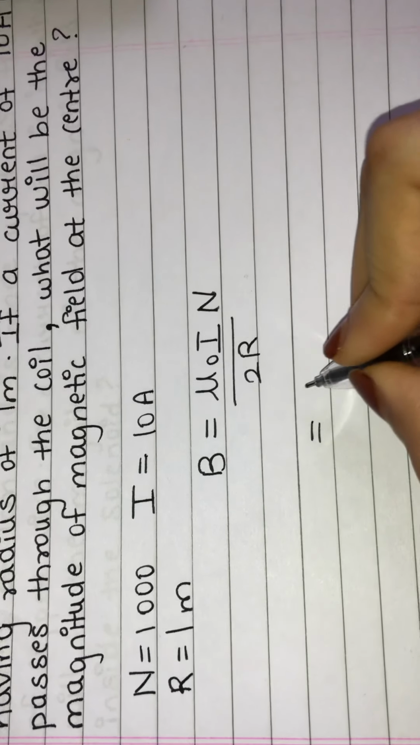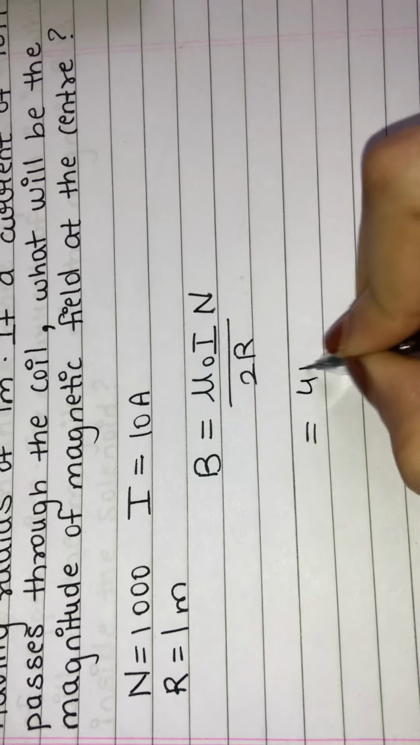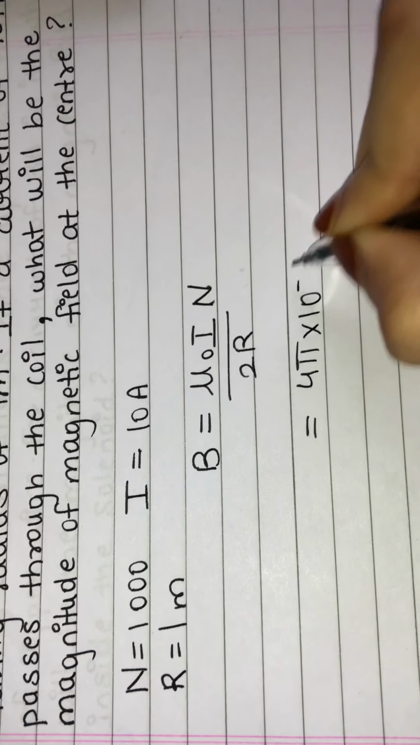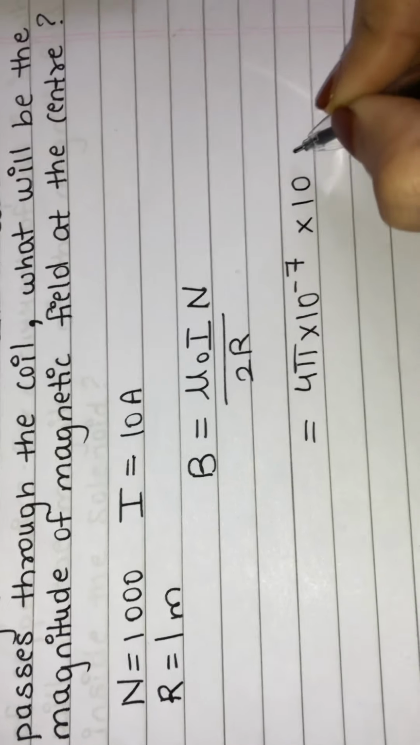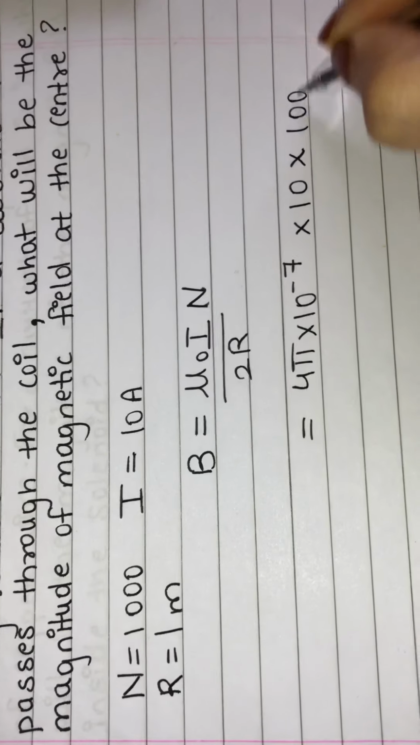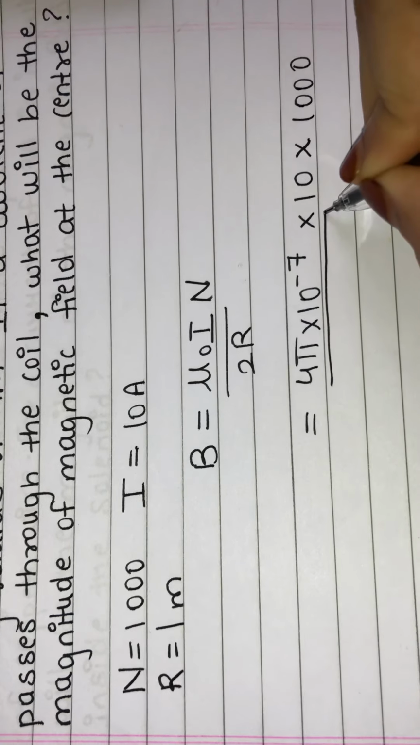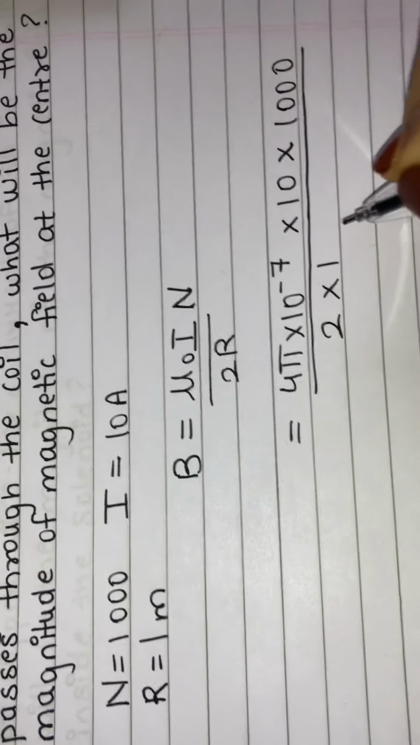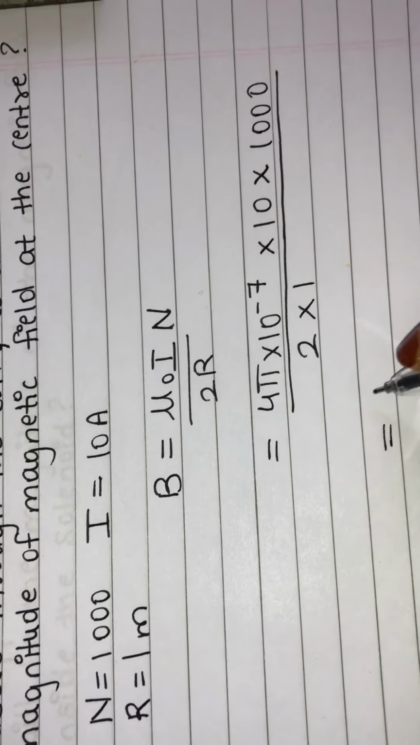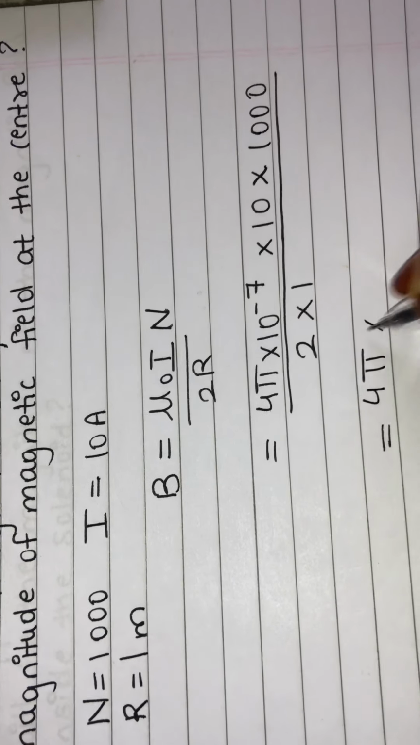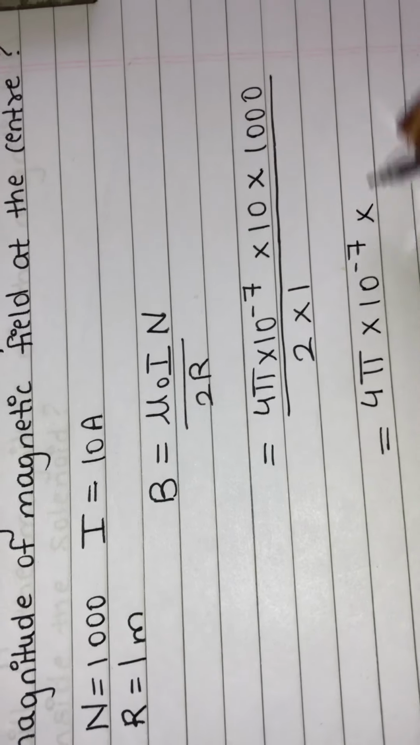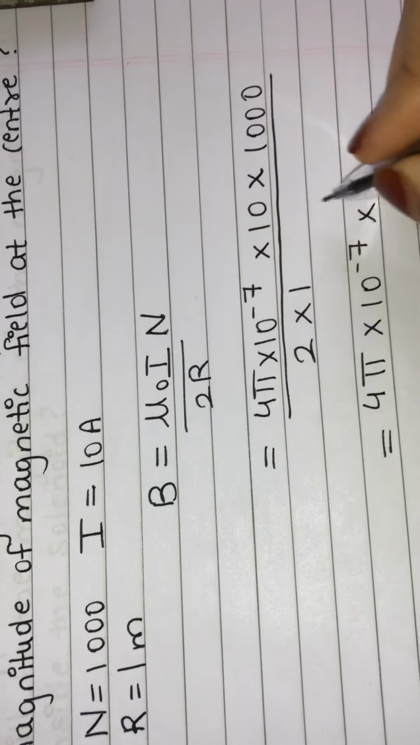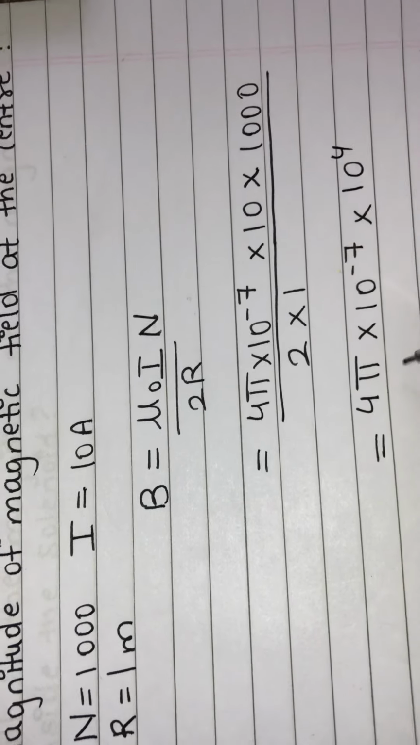Mu naught is nothing but 4 pi into 10 raised to minus 7. Current is 10 ampere. Number of turns 1000, upon 2 into radius, that is 1. Now 4 pi into 10 raised to minus 7, this 1, 2, 3, 4, that is 10 raised to 4.